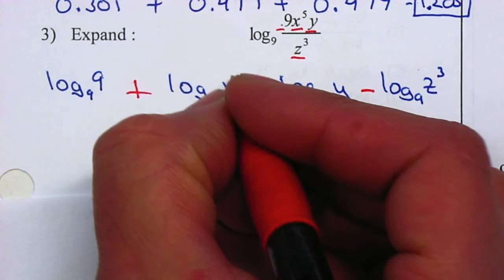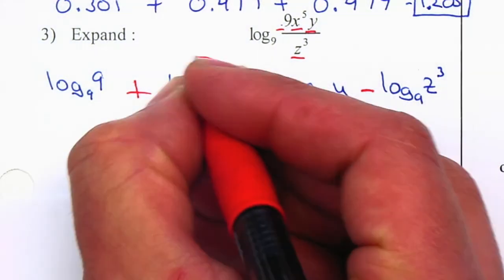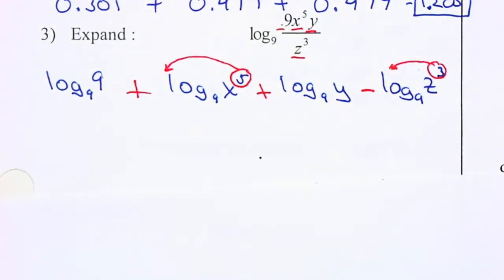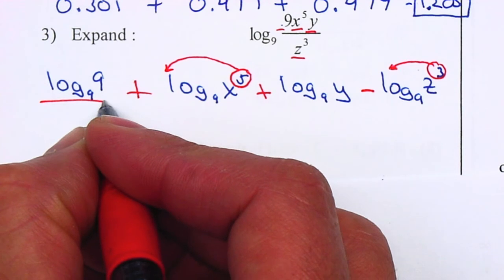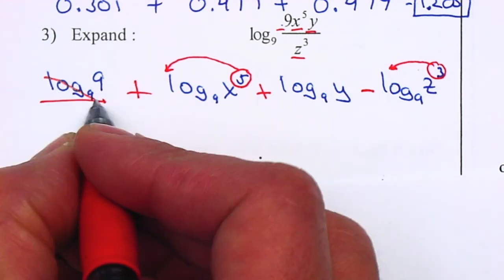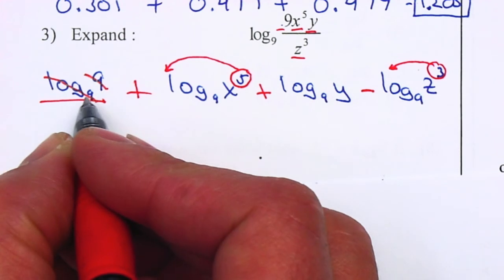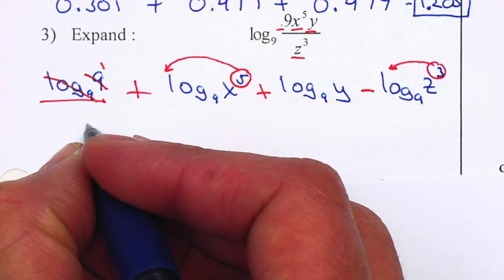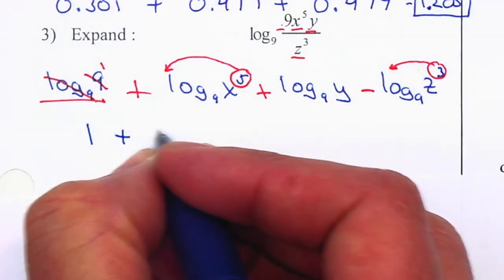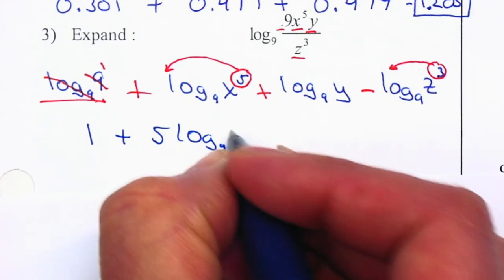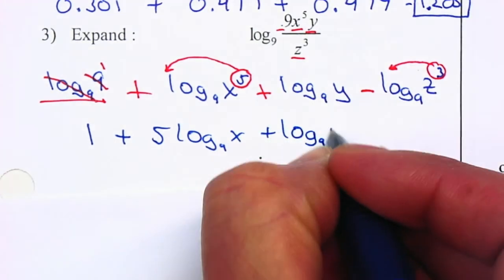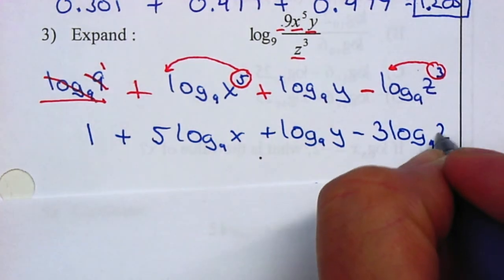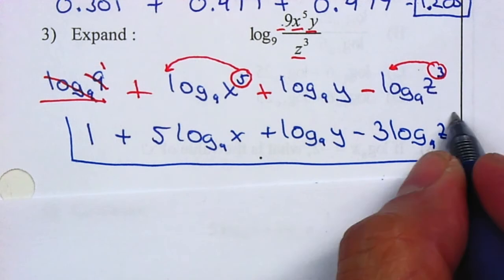Now the last thing that you need to do, you want to use your power property to place your exponent as a coefficient. We also need to simplify this. If you guys notice, this cancels out, and we have the exponent left of 1. Don't forget that there's a little 1 in there. So that becomes 1 plus 5, it becomes the coefficient, plus minus the 3 becomes the coefficient. And that'll be our end result.